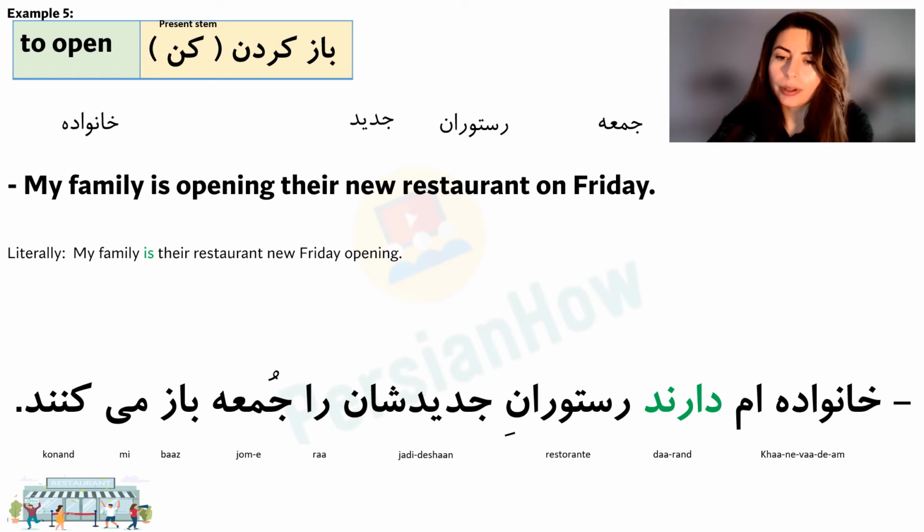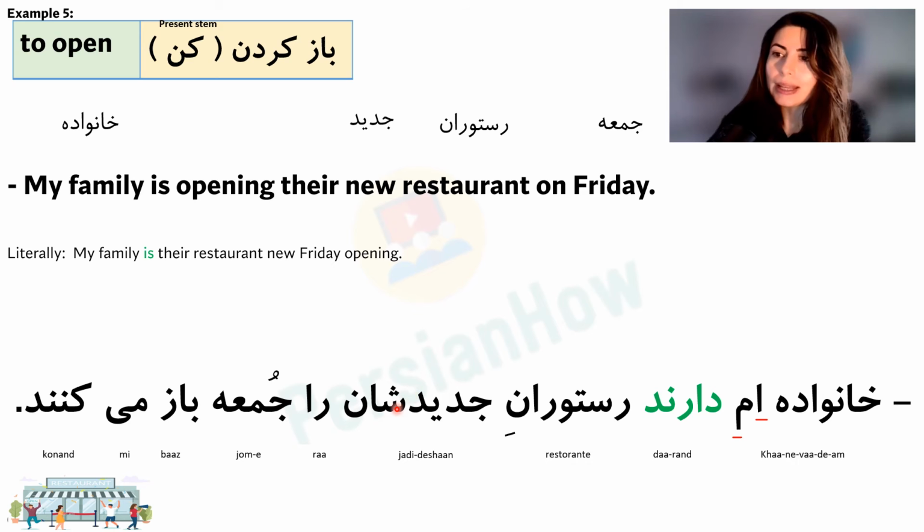All right, let's go over a few things here. First of all, what is this aleph here before the possessive adjective? We have this aleph here because khanevade ends in a silent he. So for pronunciation purpose, for ease of pronunciation, we add an aleph before the possessive adjective. And then why do we have ra here? Ra is triggered because of the possessive adjective jadidshan.